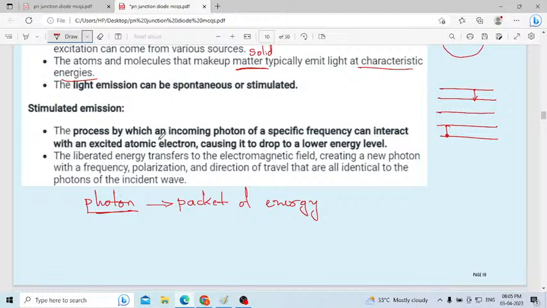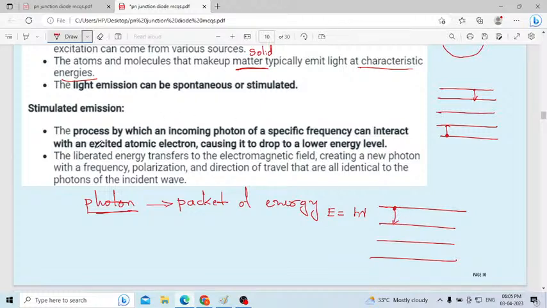The process by which an incoming photon of a specific frequency can interact with an excited atomic electron, causing it to drop to a lower energy level. Consider an electron already in the higher energy level, then consider photon energy. Normally we will consider E is equal to h nu. This is the energy of a particular photon. If this electron absorbs this amount of energy, then it can easily come to the lower energy level.